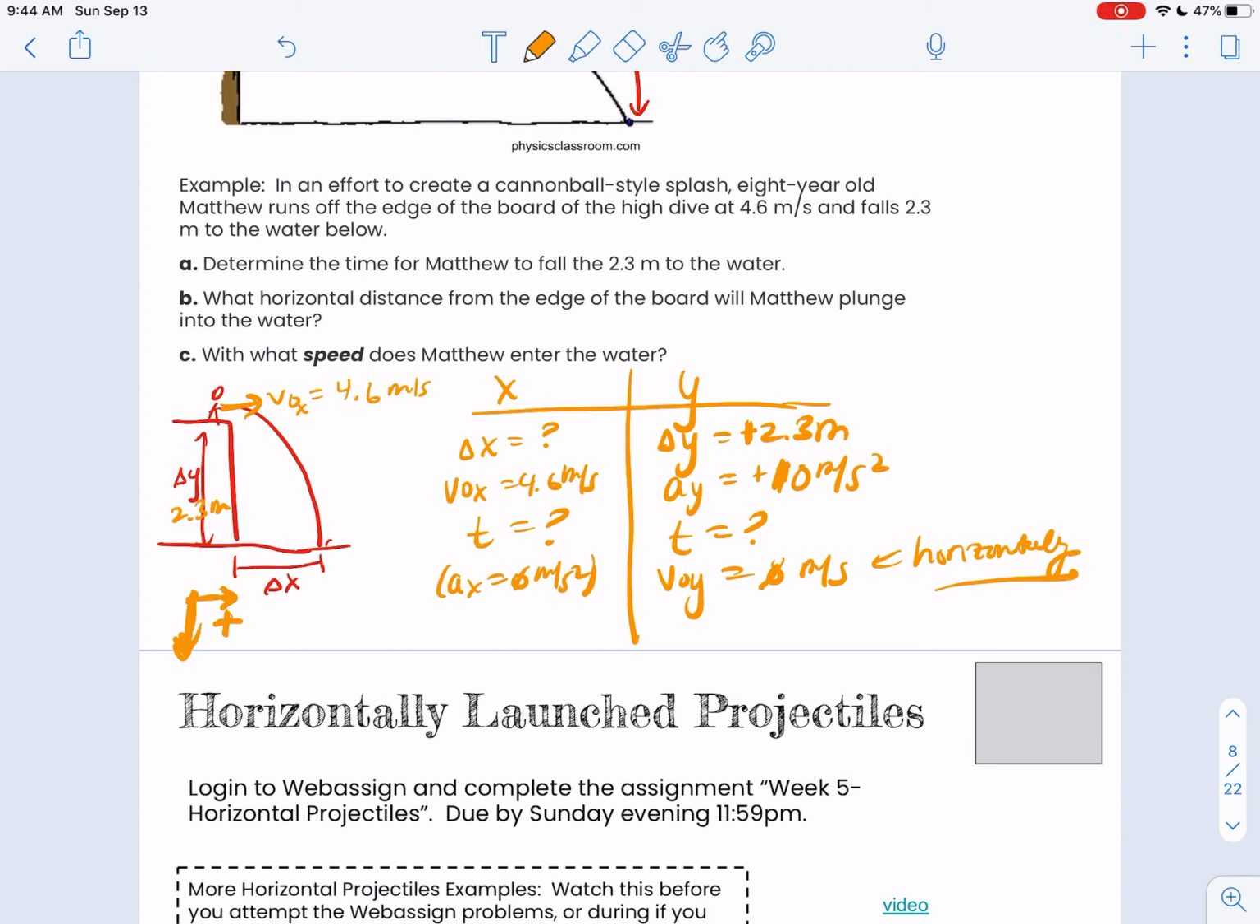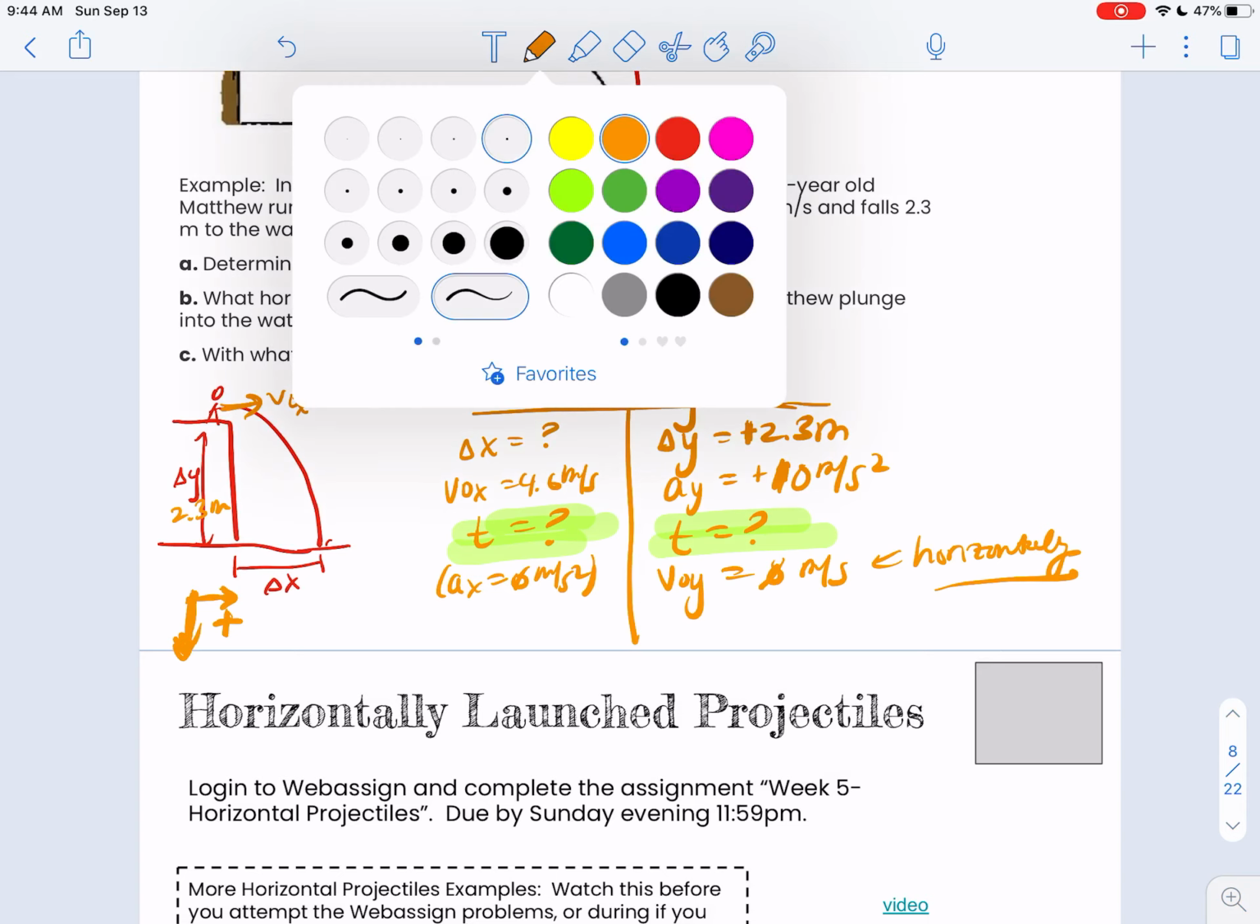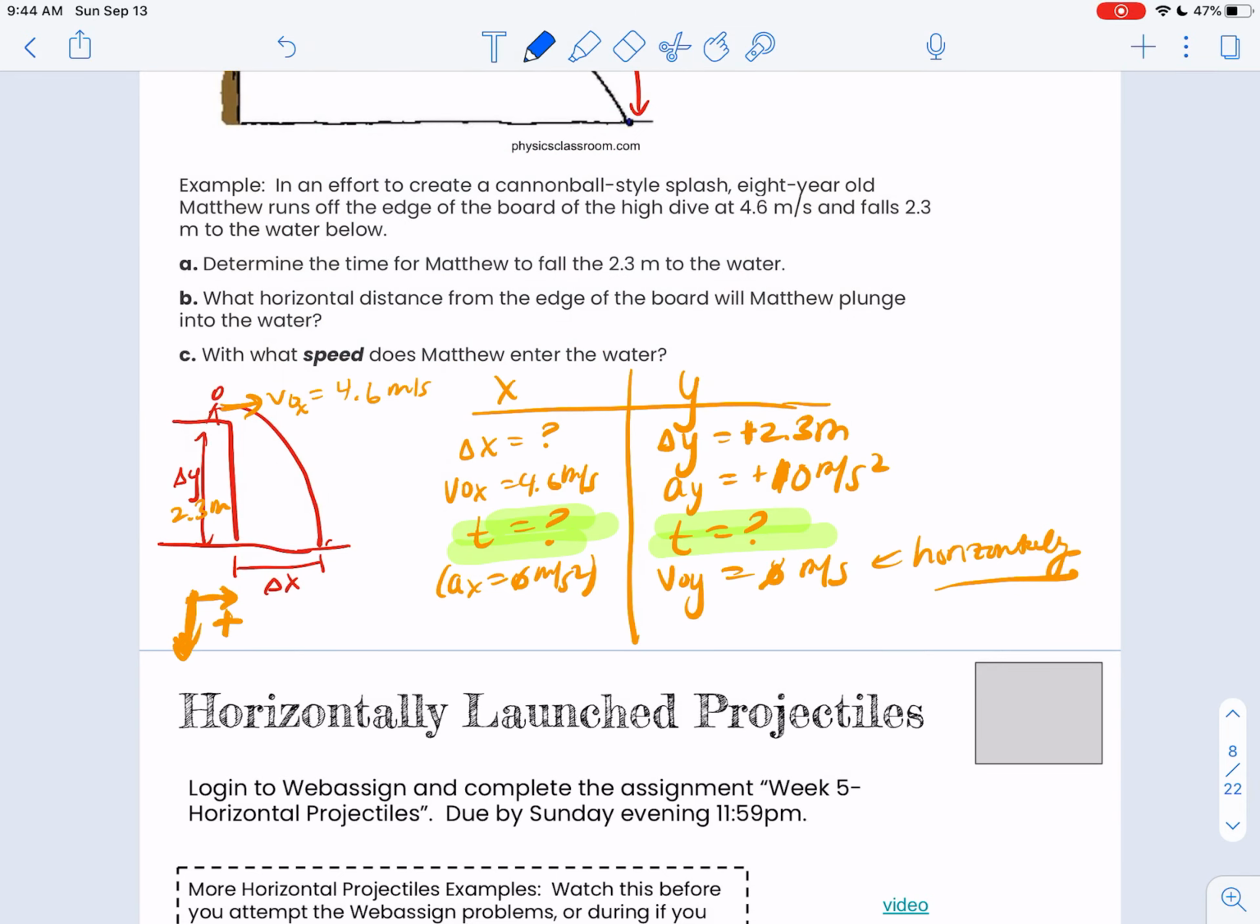All right. So you always want to set up 2 separate lists because you're thinking of those 2 things separately. The thing that goes between both directions is always the time, because the ball is in the air the same amount of time, whether you're thinking of it in the X or the Y direction. All right, so let's look at what the first problem says. Determine the time for Matthew to fall to the water. What you need to do is look at these and see which one you have the most information for. So in the X direction, your only choice is basically to use this equation, because it's constant velocity.